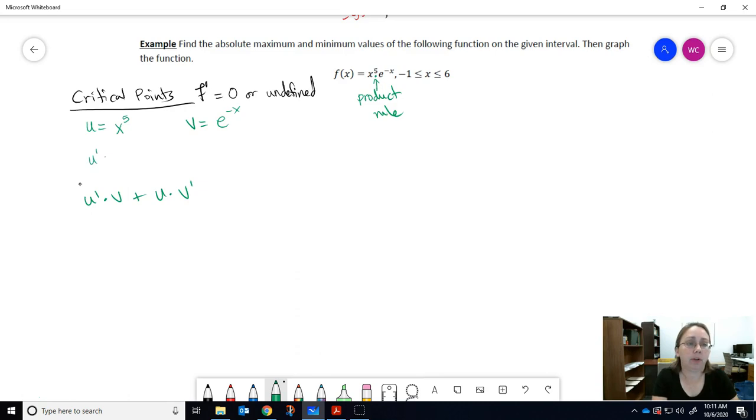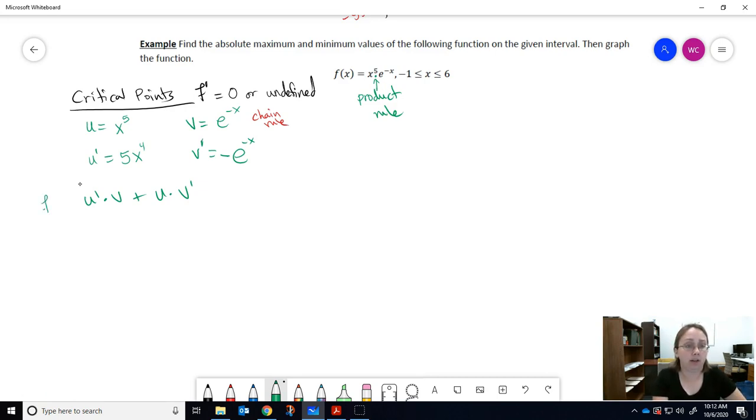So u I think we're pretty good on. That's just the power rule. Power comes down and one less. V you might still be trying to figure out and practicing this. So this is a function inside of a function. So this is actually chain rule. So the derivative of e is itself. So e to the negative x. But then we have to multiply by the derivative of the power. And that's the chain rule. The derivative of negative x is negative 1. So we're just multiplying by a negative. So it's negative e to the negative x for the derivative.